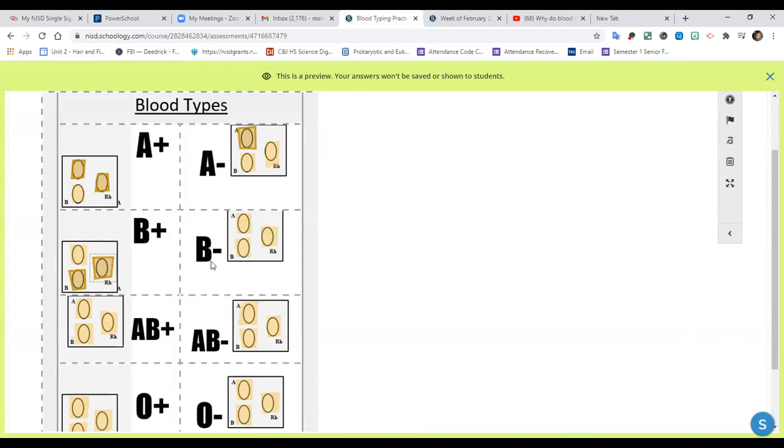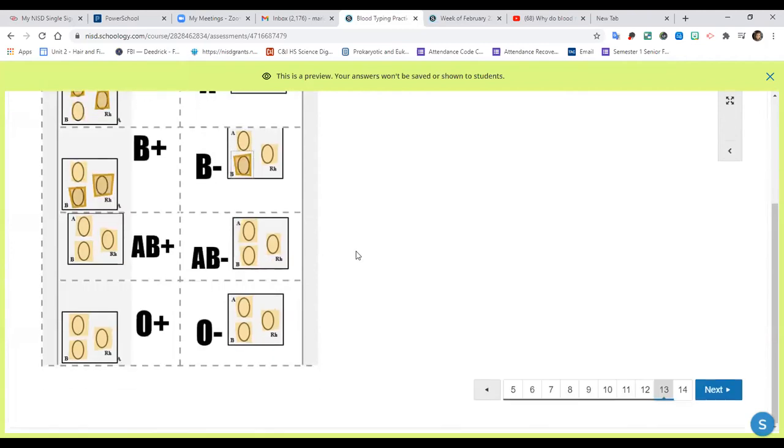Okay? Okay, let's look at B minus. Where will it clump? In the A, the B, and or RH? The B. Very good. Is that it? That's it, right? That is it. Okay, very good. Because it's negative, the RH will look like liquid. And all the other ones will look like a liquid, and it will clump. When you put it, it will make a chemical reaction. It will clump in the B.